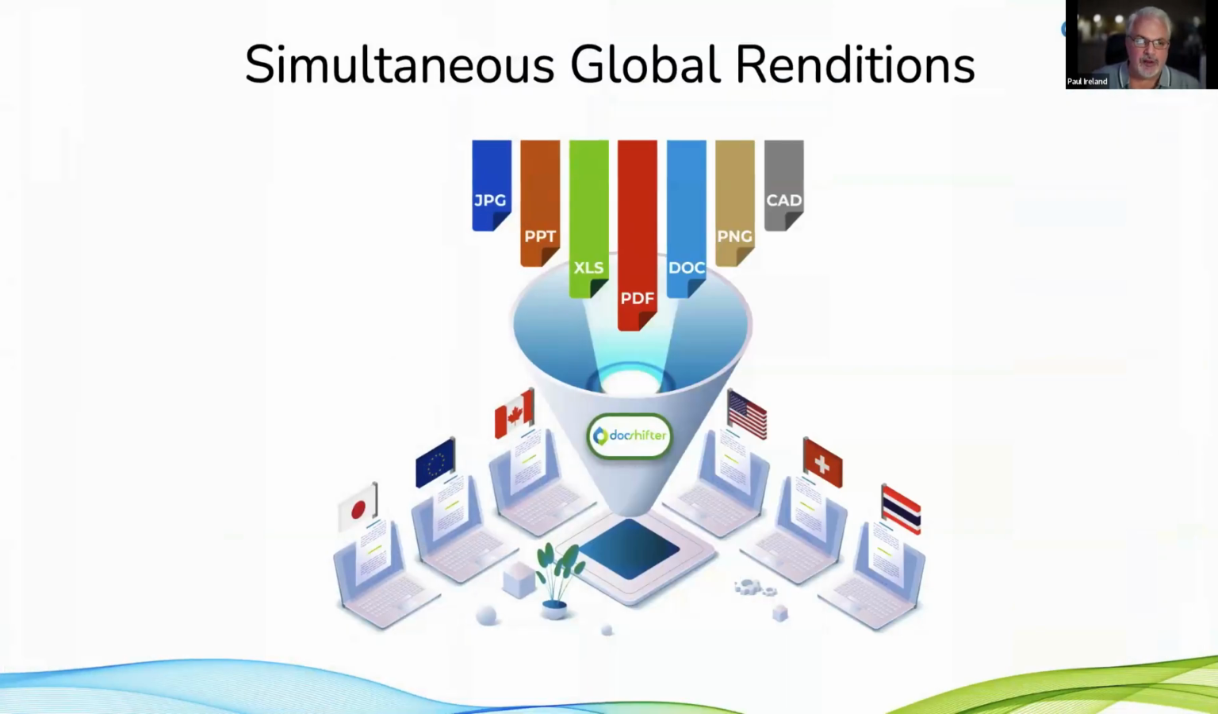Focusing a little bit on the simultaneous global renditions, we're really looking at funneling any type of content into DocShifter, pulling it in from different sources, and then spitting out one or multiple renditions that meet the needs of one or more health authorities. So it could be one file in and multiple files out as well. You could end up with, in this case, 6 different renditions from one Word document that comes in, but as many as you need at the end of the day.